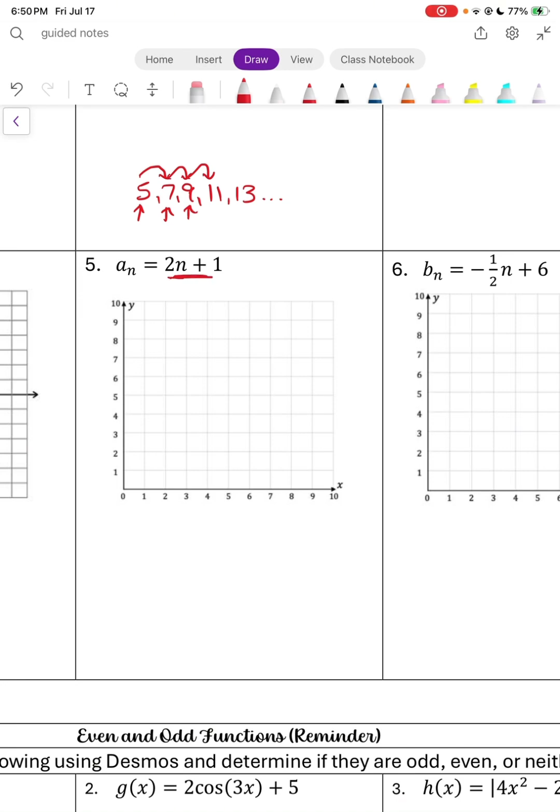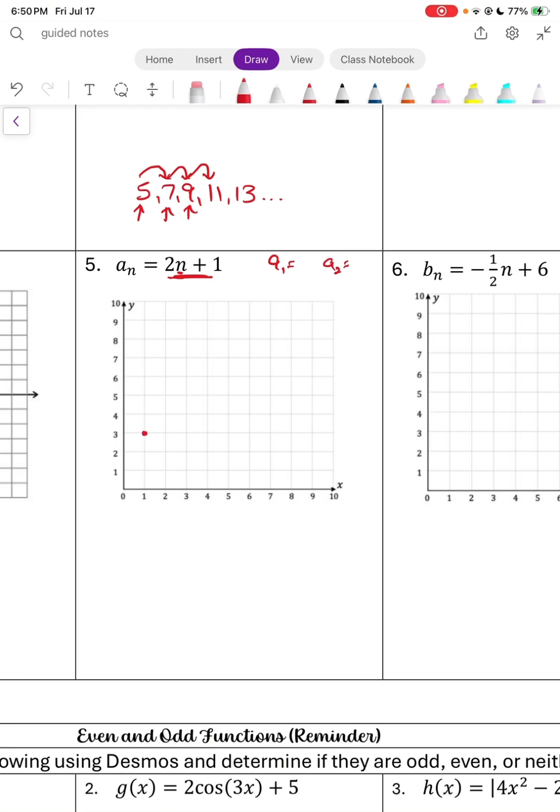Again, I need you to know that linear, like y equals mx plus b, and arithmetic is the same thing. But I'm going to plug in some values. I'm going to find A1, I'm going to find A2, and so on and so forth, and I'm going to graph it that way to begin with. So A1, if we plug in 1, you get 2 times 1 plus 1, which is 3. So my first term of this sequence is 3.